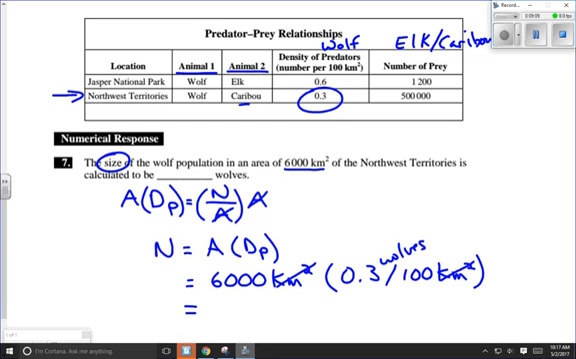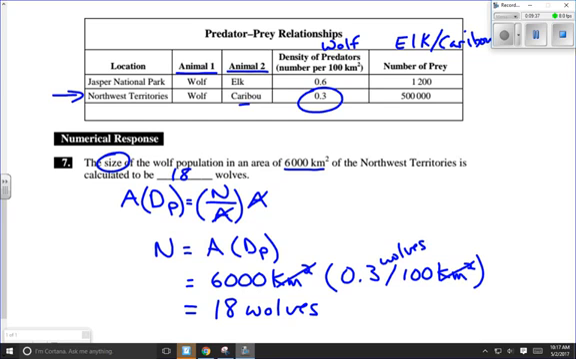So all I need to do is calculate 6,000 times 0.3 divided by 100, and I get an answer of 18, and this would be 18 wolves. My unit of kilometers squared is canceled now. So correct answer here would be 18. Once again, in this question, it asked for nearest whole number, so nearest whole number is 18.